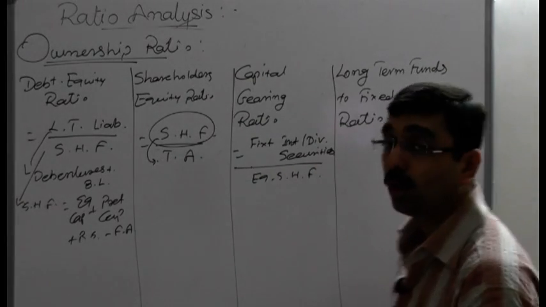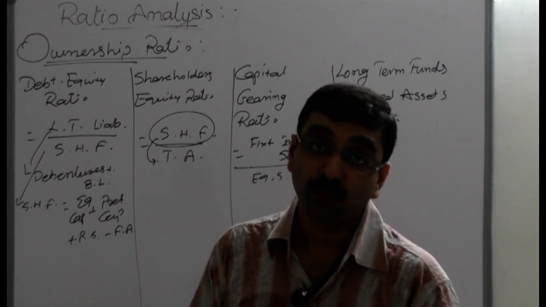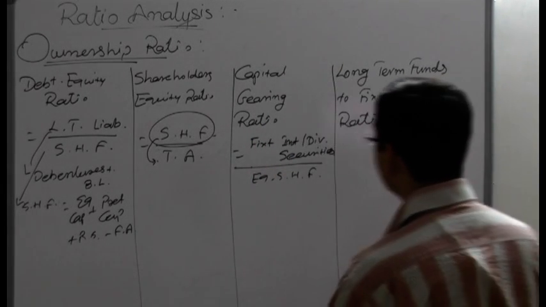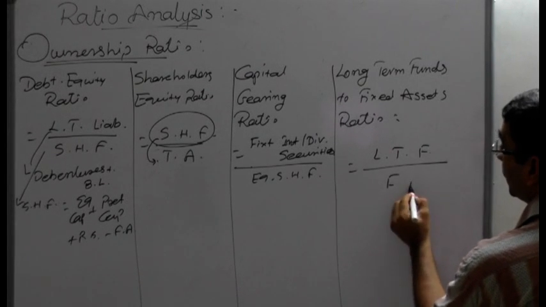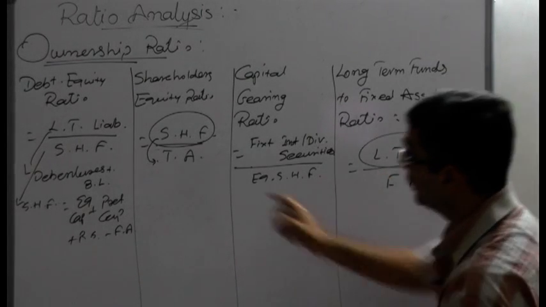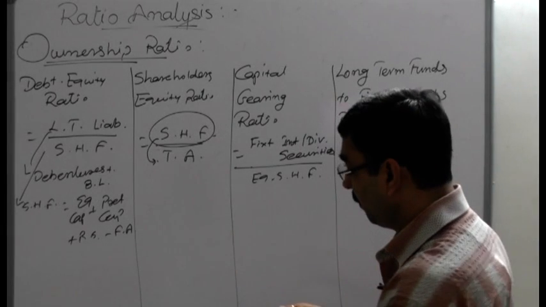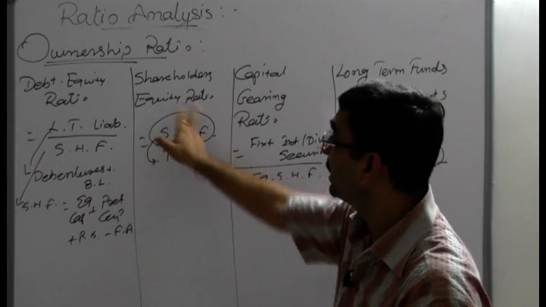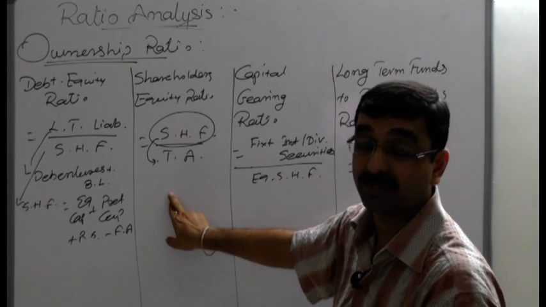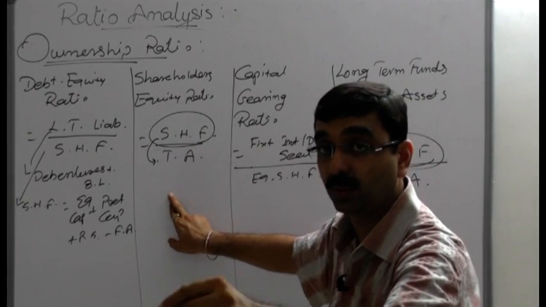The next is the long-term funds to fixed assets ratio, that is long-term funds divided by fixed assets. It is almost a similar comparison, but here it is different, because in the earlier ratio we were considering only shareholders fund against the total assets. That means how much shareholders fund has been invested in total assets.